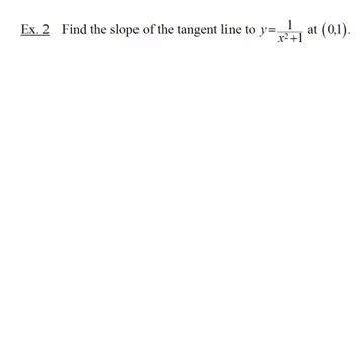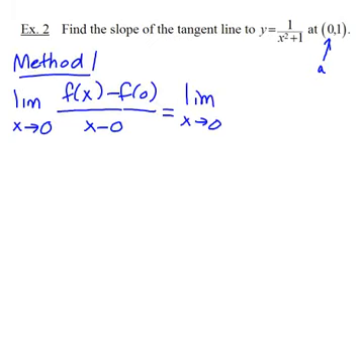Now let's use those limit definitions to find some slopes of tangent lines. For method 1, we'll use the x minus a version. To find the slope of the tangent line to the graph of y equals 1 over x squared plus 1 at the point (0, 1), we'll use a equals 0 since that's the x value of the point where the tangent line and curve meet. So filling in 0 for a in that first limit definition, we get the limit as x approaches 0 of f(x) minus f(0) over x minus 0.